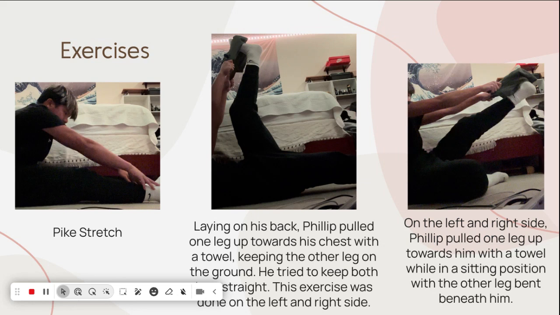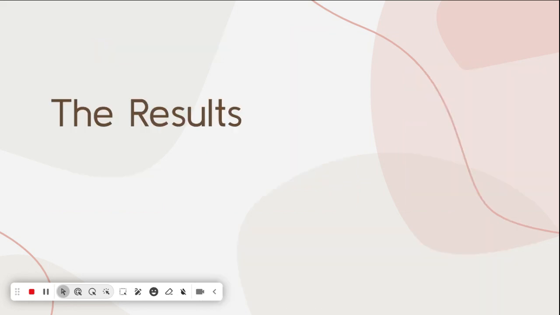And then these last 2, I'm not sure what to call them, so I just explained them. So laying on his back, Philip pulled one leg up towards his chest with a towel, keeping the other leg on the ground, and he tried to keep both legs straight. And then for this one, Philip pulled one leg up towards him with a towel while in a sitting position with the other leg bent beneath him, and he performed both of these on the left and right side.